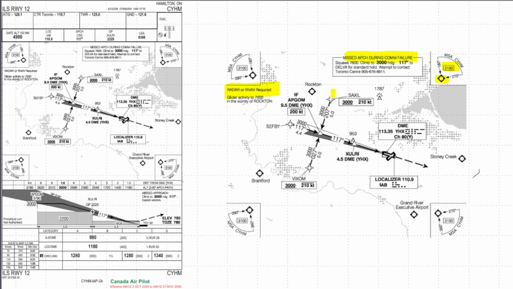So in our example, we're coming in over Saxel. This is just telling us we need to be above 3,000 feet. This is telling us to be below 210 knots. This is pointing to APGOM here, so we'd come over APGOM and then turn onto the approach course of 117. And then Zolri here is our FAF. This is more of a close-up of the localizer frequency here, but yeah, this is the most I'm going to cover for the plan view, okay? It's just important to note your altitude restrictions and your speed restrictions.